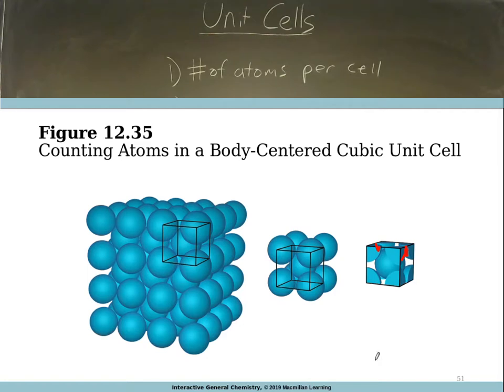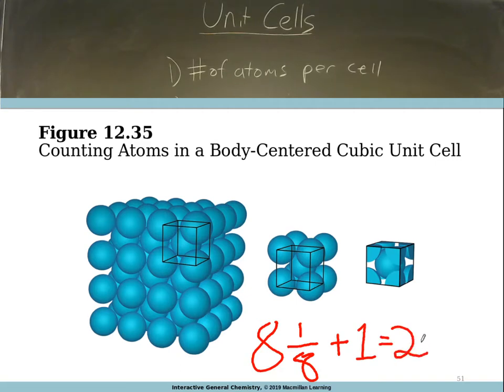Here we have a body-centered cubic unit cell. So let's count the number of atoms. We've got the 8 corners that each contain 1/8. And so that's 8 times 1/8. And then we also have the 1 in the center. And so that 1 in the center is worth this whole atom. So this is going to equal 2. There are a total of 2 atoms in a body-centered cubic unit cell.